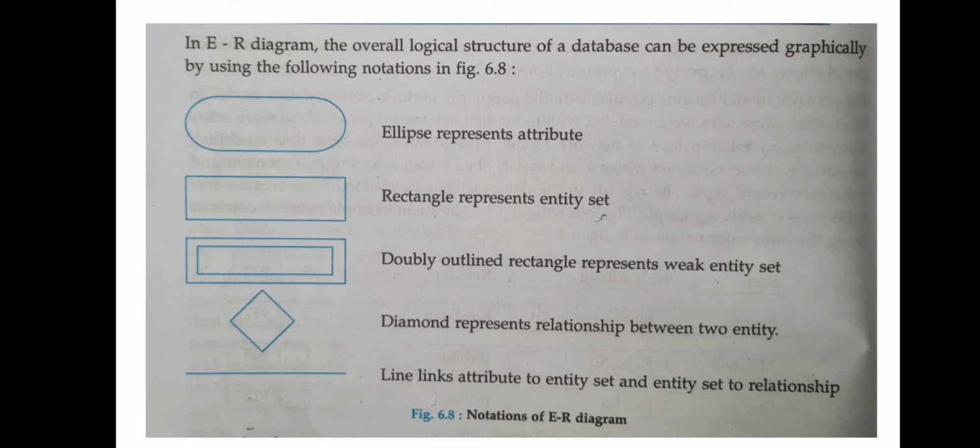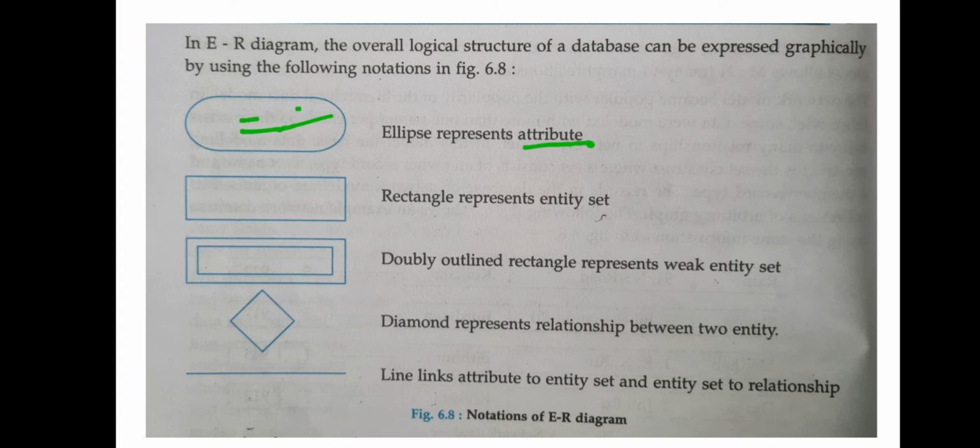So let us see these symbols or the notations. So see, the first one is ellipse, represents attribute. This ellipse represents attributes or fields like customer ID, customer name, that are the attributes or the fields.